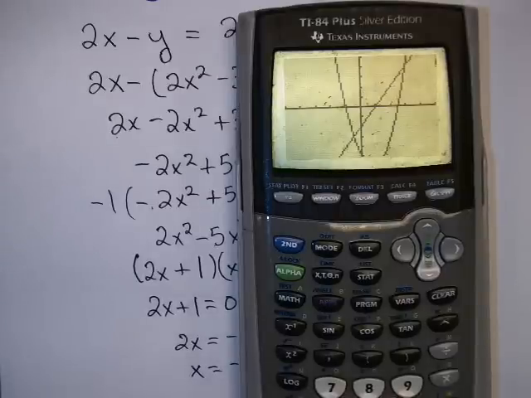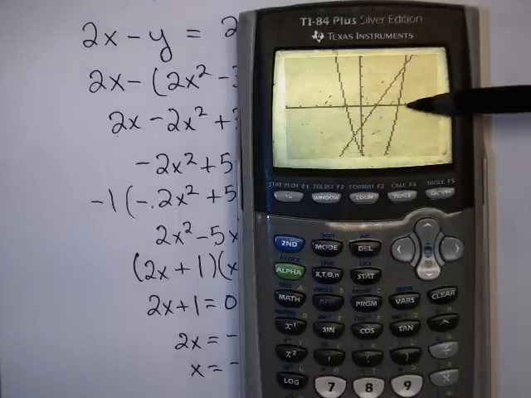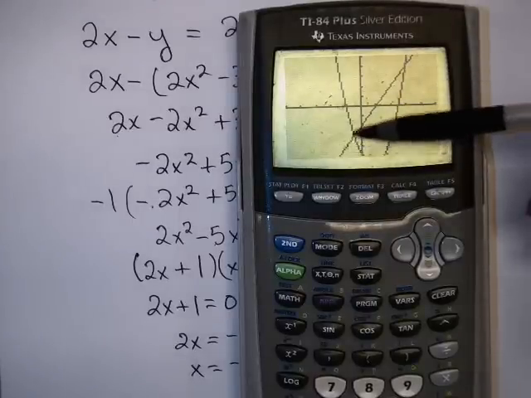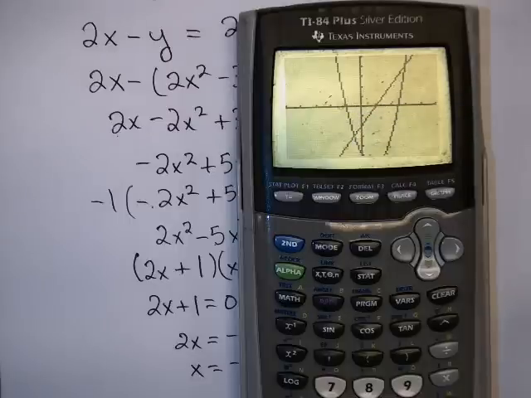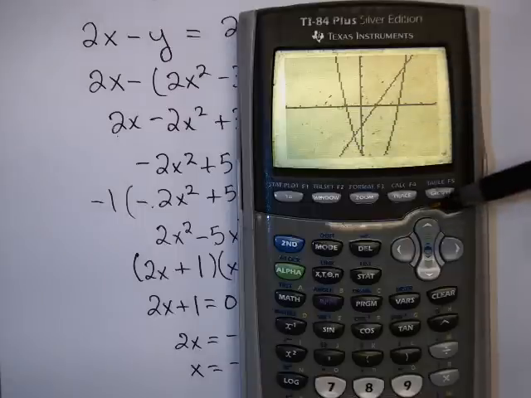I have my parabola, and I have my line. And you can see there are 2 points here where this intersects. One seems to be at 3, and one seems to be at about -1/2. So it's possible, a system of equations with a parabola and a line, for there to be two solutions.